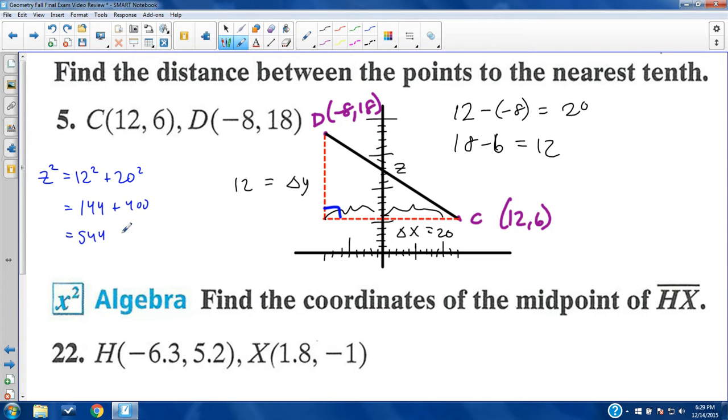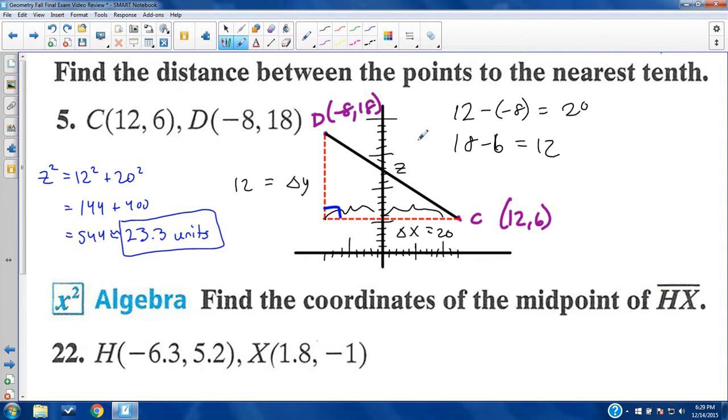Now, they did ask you to round to the nearest tenth, so what you'll do in your handy-dandy calculator here is make sure it's set to classic so you can actually get a decimal reading. Square root of 544 rounds out to 23.3 units. Okay, not a very perfect number there, but there you go, that's the length from one to the next.